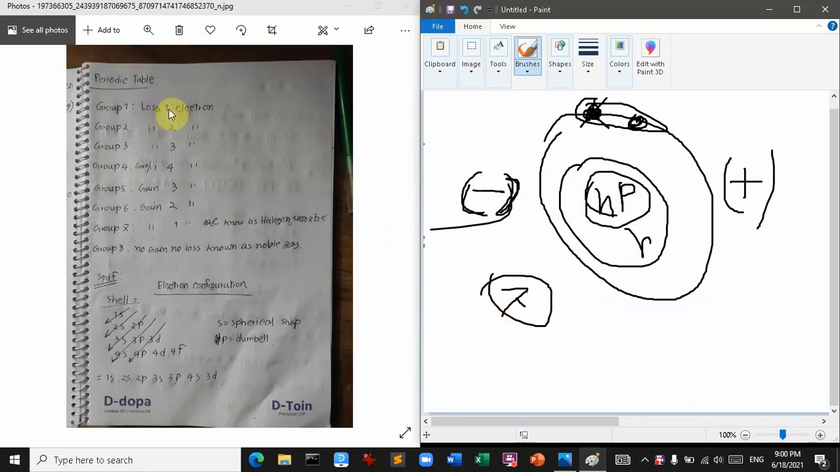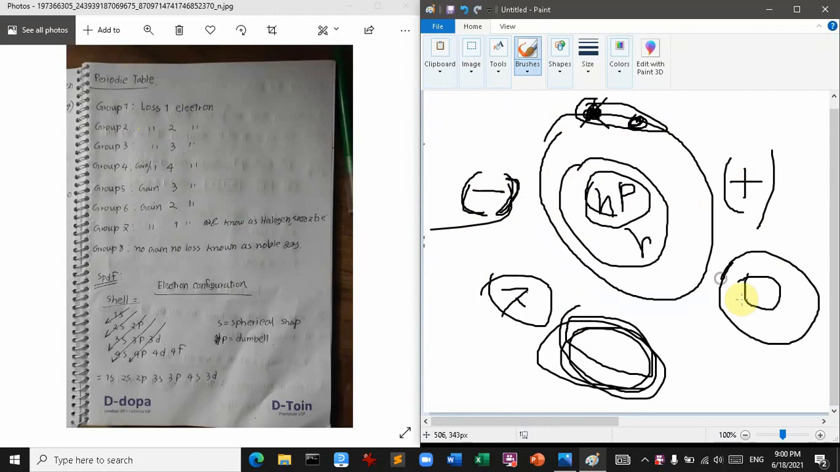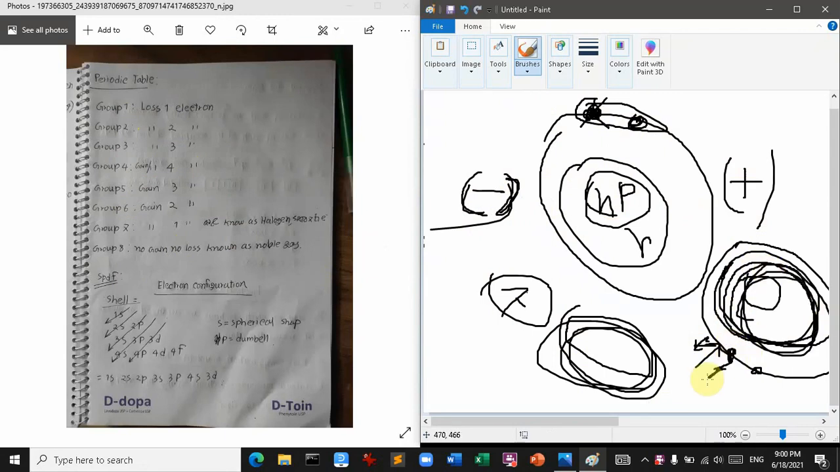Another thing: the electrons lost, 1 electron, 2 electrons, 3 electrons, are all valence electrons. In an atom there are several shells. The outermost shell is known as the valence shell. The electrons of this shell can be lost or gained, but the inner electrons don't move easily.